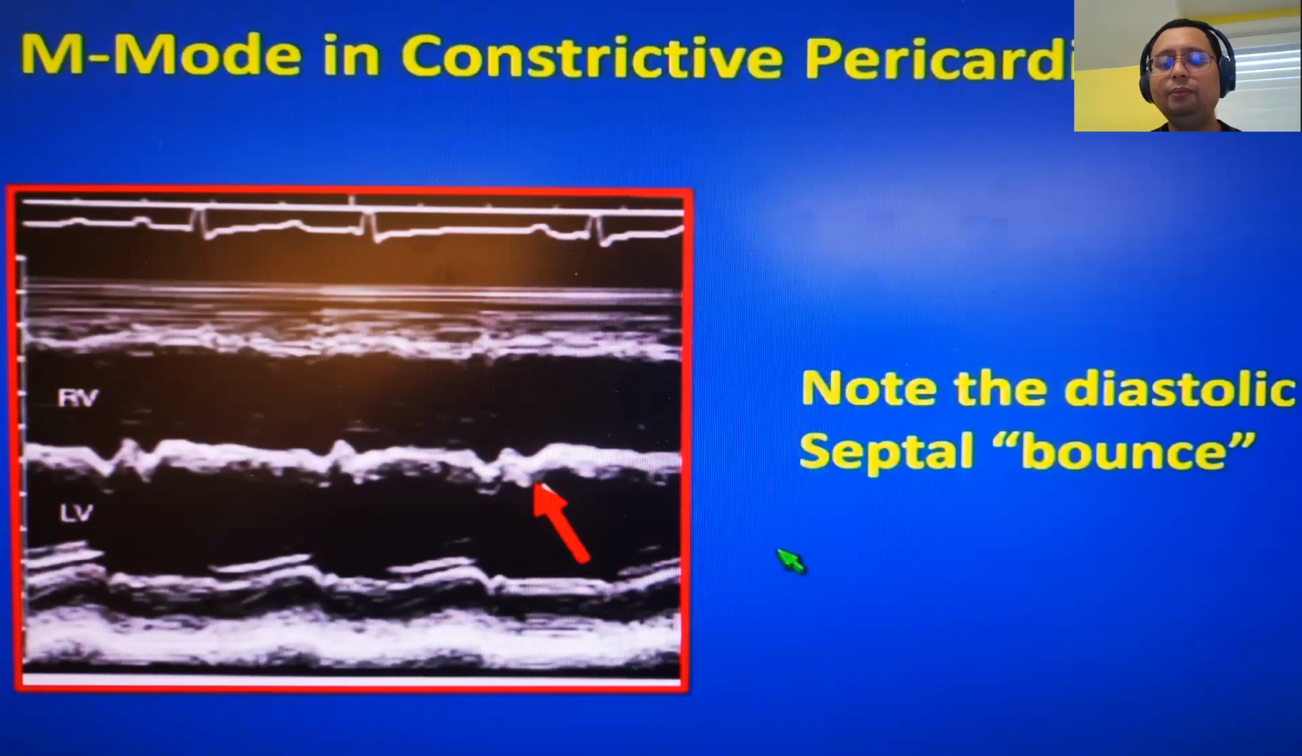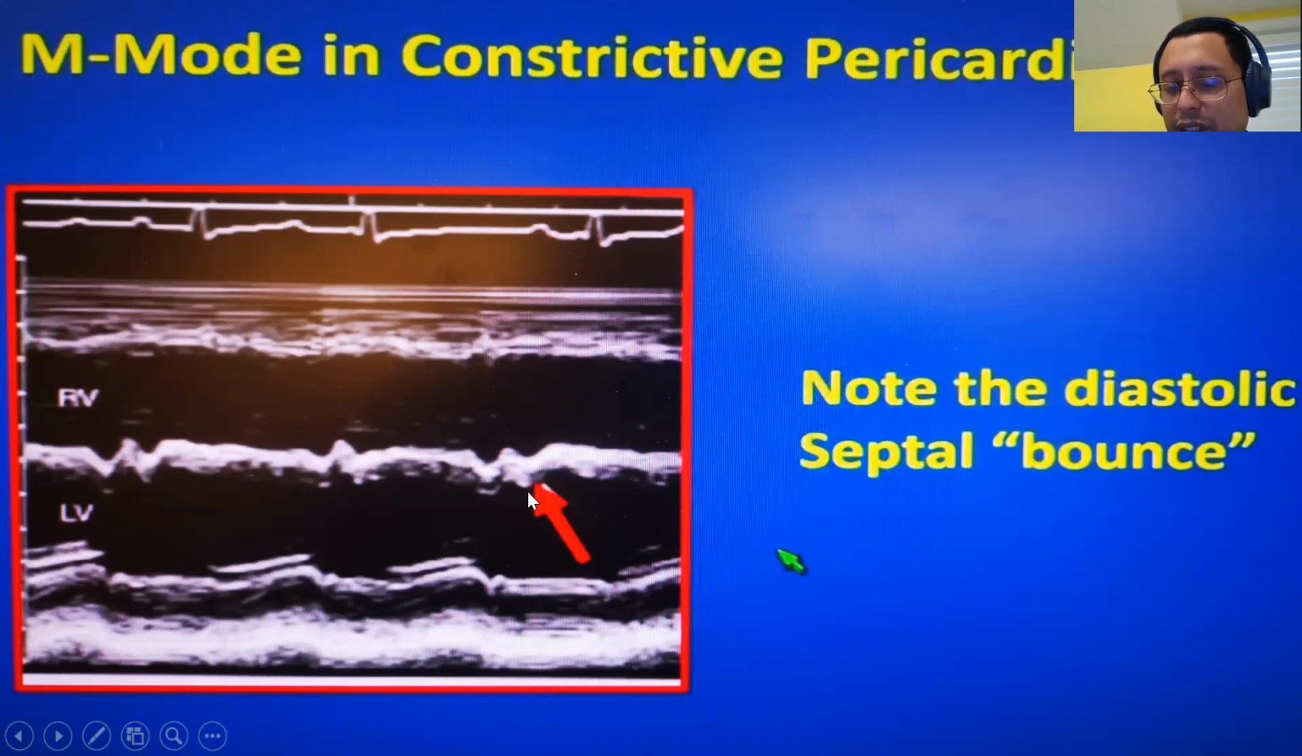So why does that happen at every beat? Because during diastole, there is a transient increase in the right ventricular pressure, higher than the left ventricular pressure. So this is end diastole. You can see this is 1, and then after that, you can see it goes here. And then very transiently, the right ventricular pressure is higher than the left ventricular pressure.